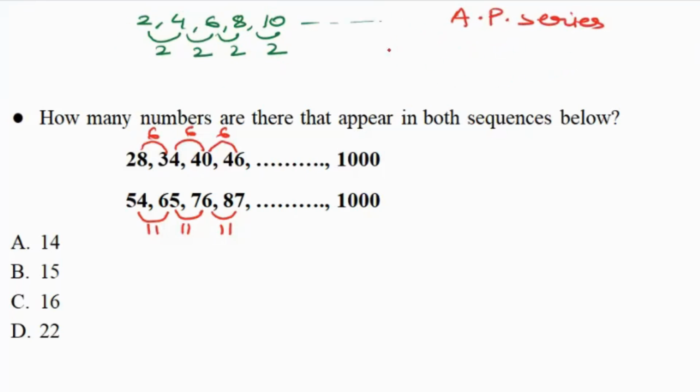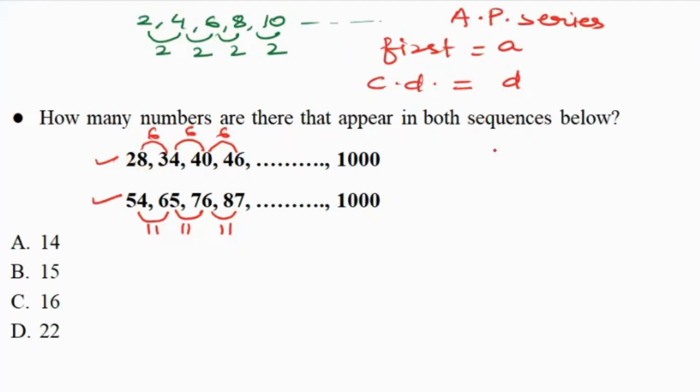AP series means arithmetic progression. In an AP series, generally the first term is taken as A, and the common difference between two terms has to be the same. If it is not the same, then it is not an AP series. We take the common difference as D. So these two series are also AP series. Understood till here?